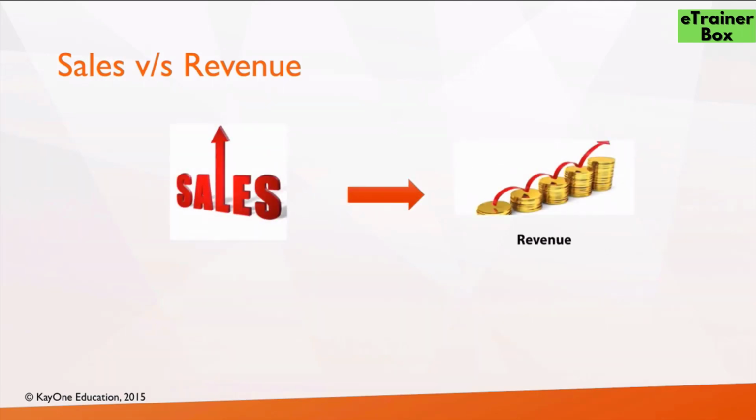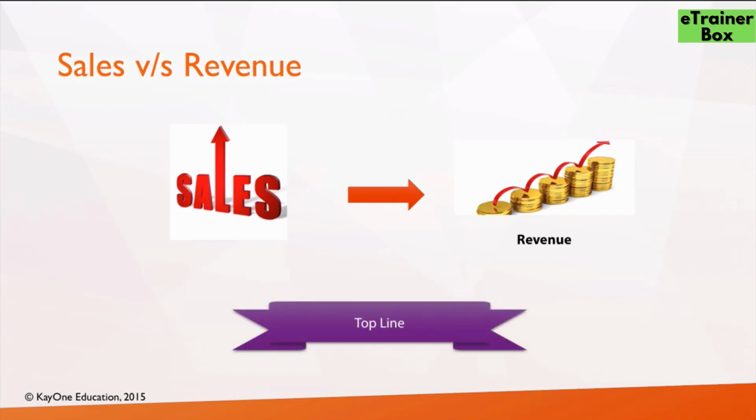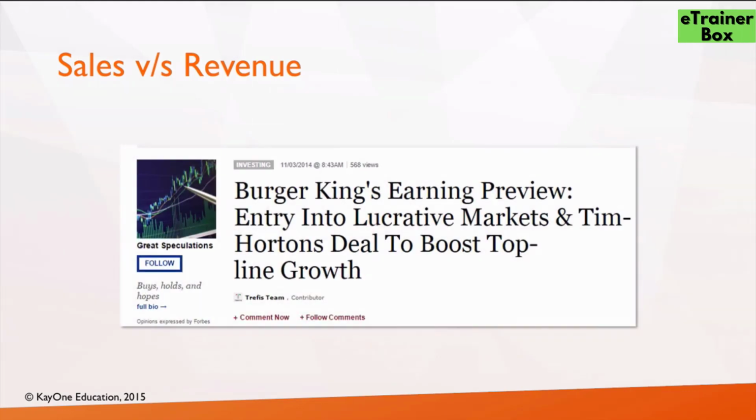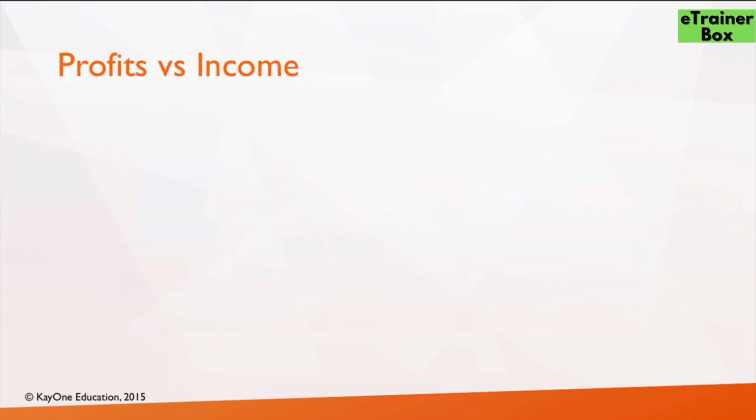Sales and revenue essentially mean the same thing. They refer to the money which is due from customers for goods and services sold to them. Some analysts call this the top line. Look at this recent article on Forbes.com. It says that Burger King is entering into lucrative markets to boost its top line growth. So this essentially means that Burger King is strategizing by entering into new markets to increase its sales. So sales and revenue mean the same thing.